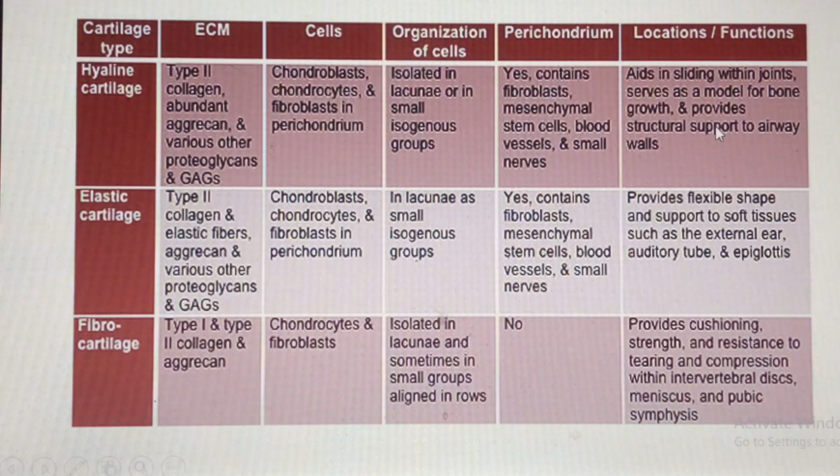They will make the airway patent, especially in the trachea, the tracheal rings. If you look at the elastic cartilage, they confer flexibility or elasticity to such organs, such as the pinna of the external ear, the external auditory meatus, and the epiglottis. And then fibrocartilage will provide cushioning, strength, and resistance to tearing and compression within the intervertebral disc, menisci of the knee, and pubic symphysis. So please get to know this summary.